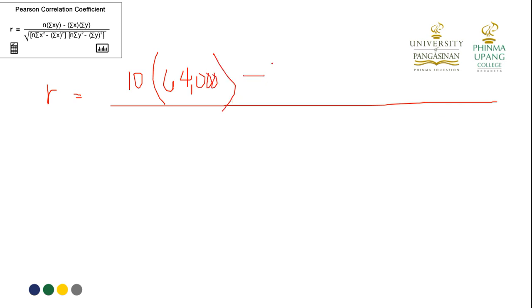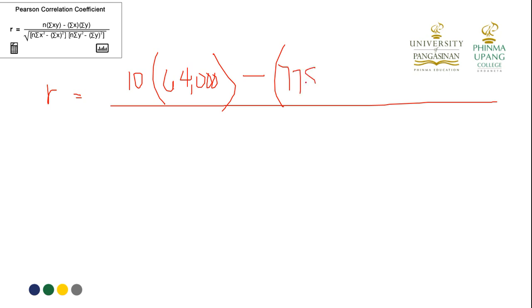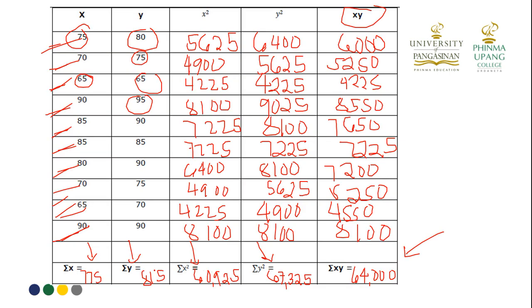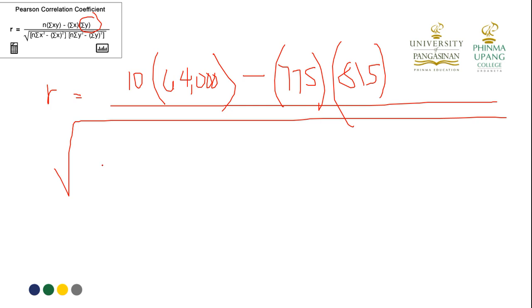64,000, then minus the summation of your x is 775. Then summation of your y is 815. Then square root. Then another 10. Yung 10 natin is n.